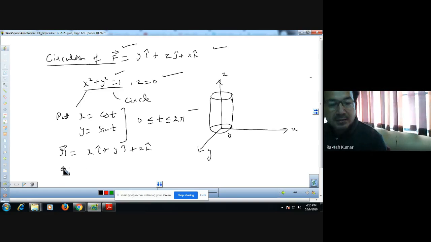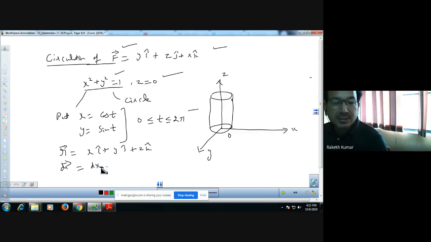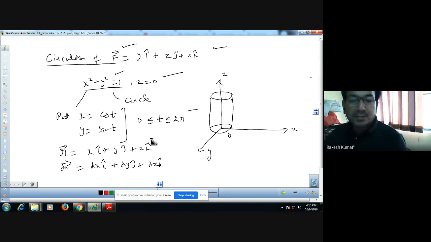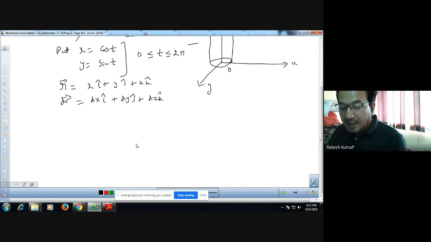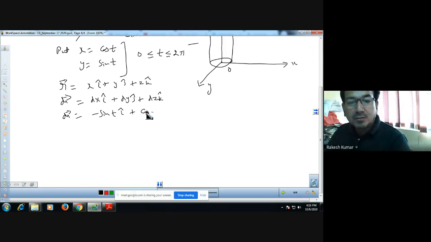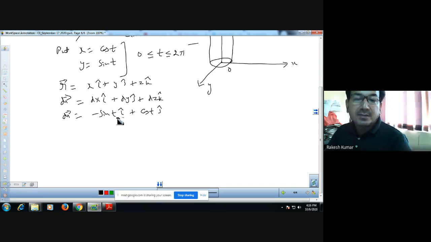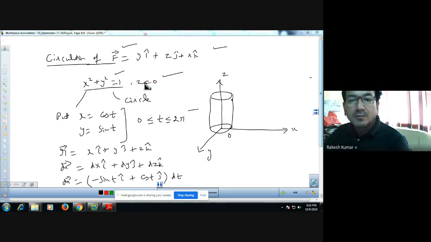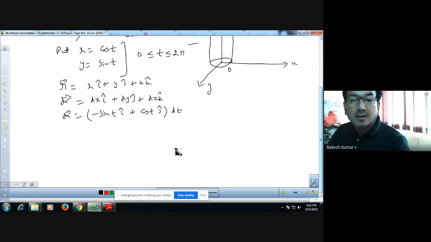This is standard, and dr vector will be the differential of this, that is dx i cap plus dy j cap plus dz k cap. You can substitute the values of these differentials now. The derivative of x, cos t, will be minus sin t into i cap, plus the derivative of sin t, which comes out to be cos t into j cap, because it is a derivative with respect to t, so we should have dt. And what is dz? Because z is given to us as 0, the differential dz is also equal to 0. So this is your vector dr.